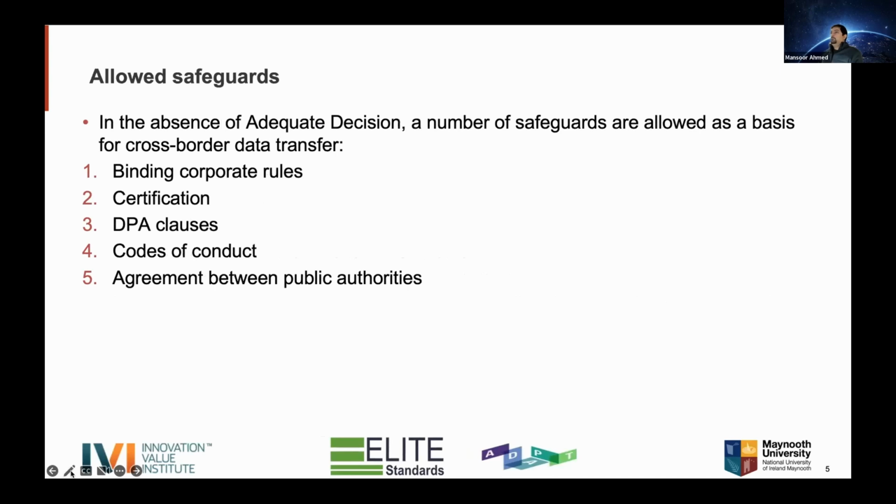So if adequacy decisions are not there for the cross-border data transfer, then the GDPR allows for safeguards, under which cross-border data transfers are allowed between public authorities. It should be based on legally binding and enforceable agreements between the public authorities. It should not require any specific data protection authority authorization for the transfer of the data, and the public authorities should ensure that the agreement is compliant with the GDPR requirements.